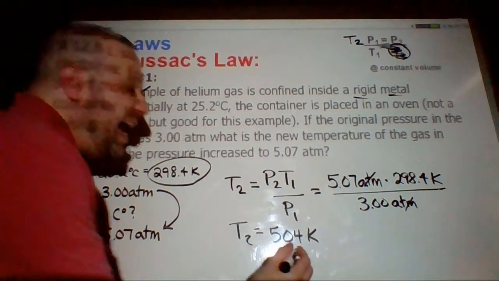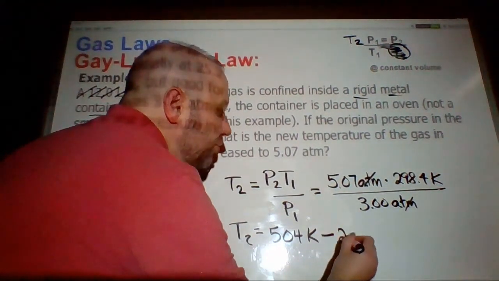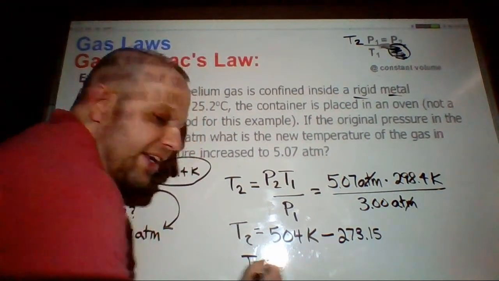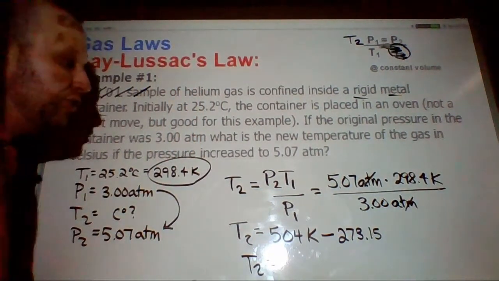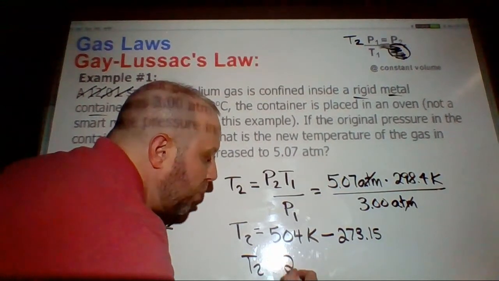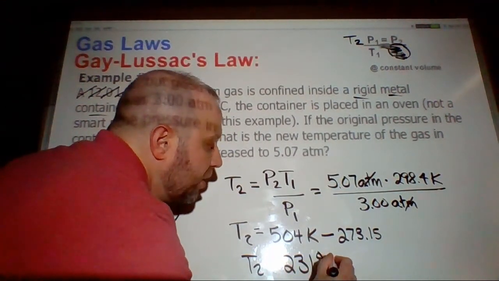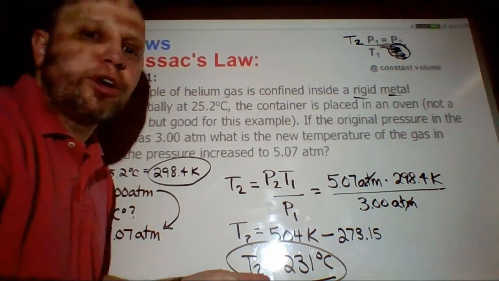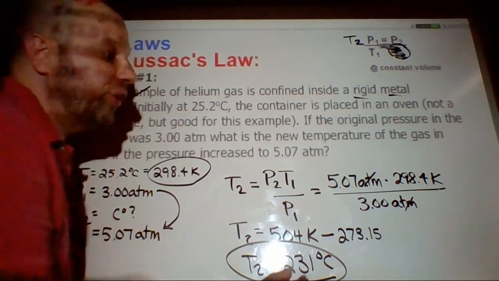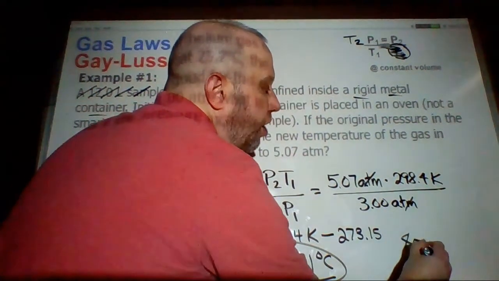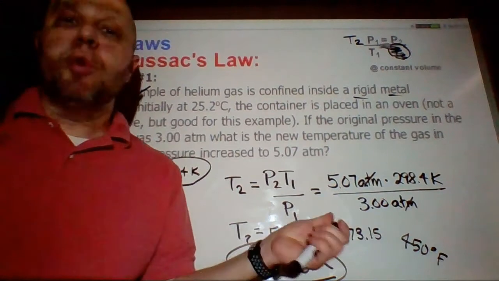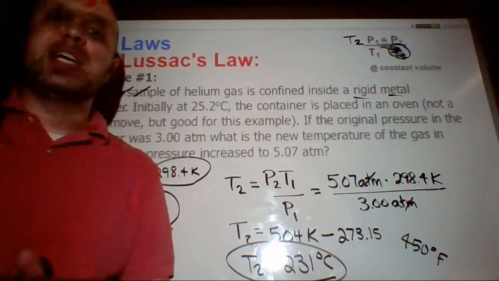So now, to go back to Celsius, we're going to subtract 273.15. So our temperature 2 in this case turns out to be, no decimal places, 231 degrees Celsius. This, 231 degrees Celsius, is our final answer. And if you're wondering, that equals about 450 degrees Fahrenheit. So totally within the realm of what you might set your oven temperature to be.